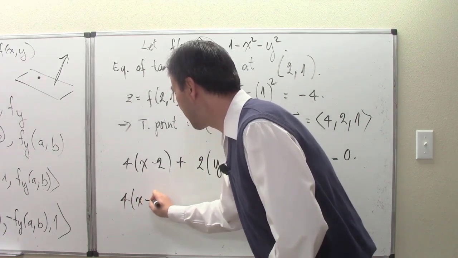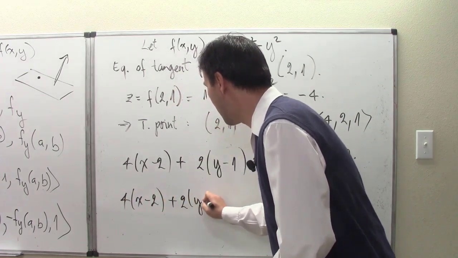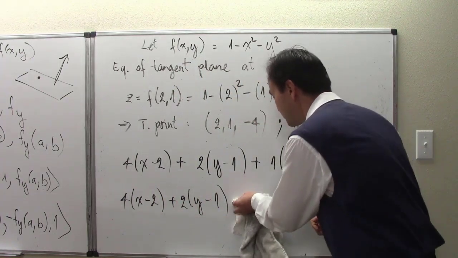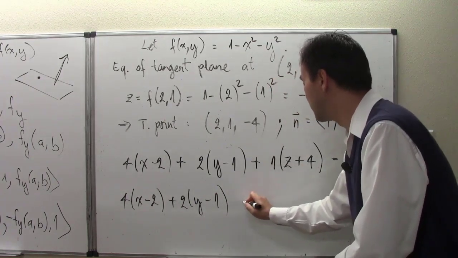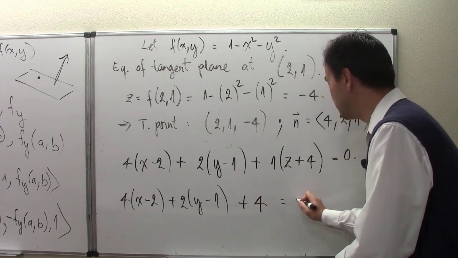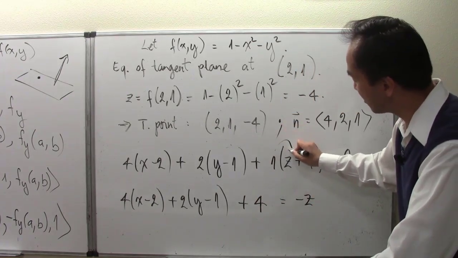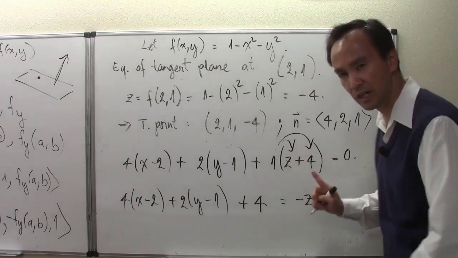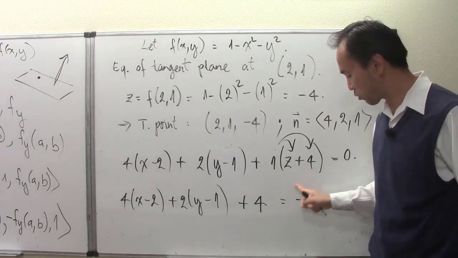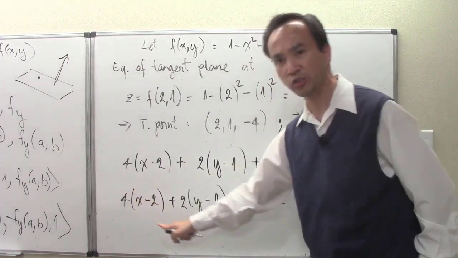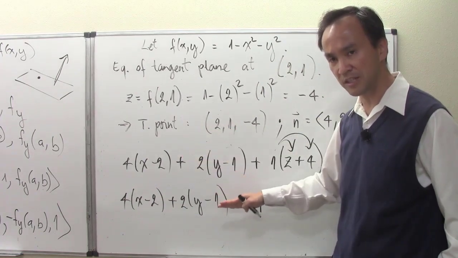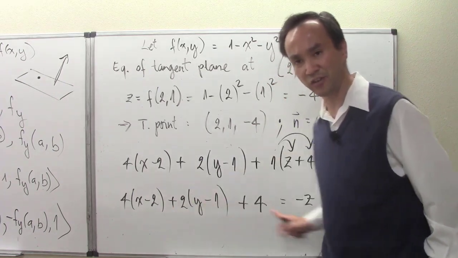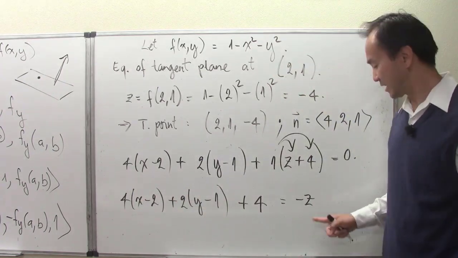4 times x minus 2 plus 2 times y minus 1 equals minus z plus 4. So I distributed out the 1 to each term here, and then I'm going to subtract z to the opposite side. My plan here is to express z as a function. So even though it's a plane, I want to purposely rewrite the equation of the plane as a function in terms of x and y, a function of 2 variables. And that's why I did that.